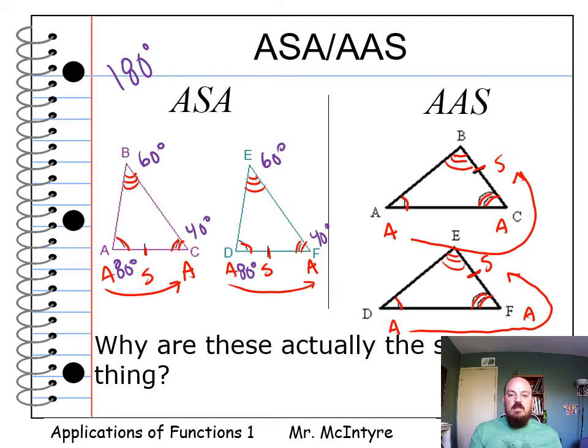So the truth is, if you have ASA or AAS, what you actually have is something kind of like this, AAS. You have all three angles and the side. So that's why I'm going to say from now on, I'm not going to really try to tell the difference between ASA and AAS. We're just going to combine it in, and we're going to say if you have any two angles and one side in any order, doesn't matter for this one, any two angles and one side of one triangle are the same as two angles and one side of the other triangle, then they're automatically congruent.